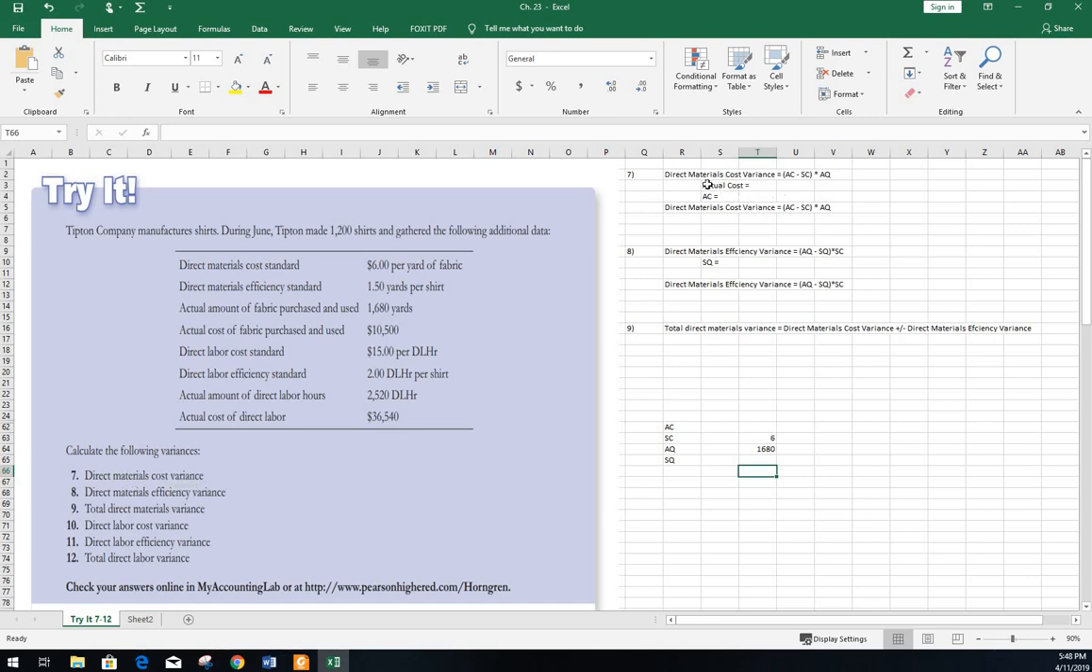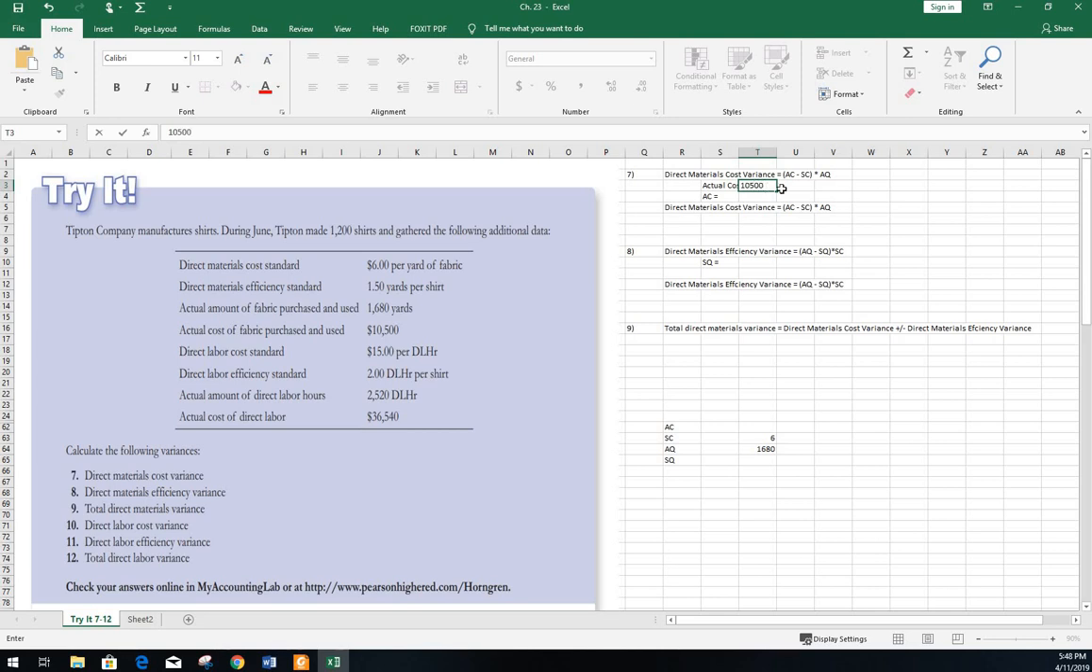In order to solve the direct material cost variance, use that formula, but first we need to know the actual cost. So what is the actual cost? Well, let's go down here and it says direct materials cost standard. No, that's not actual cost. Direct materials efficiency standard. No, that's not actual cost. Actual amount of fabric purchased. Okay, that's actual something, but it's not the cost. Actual cost right here. So actual cost, let's go ahead and take that value and we'll write that in. 10,500.